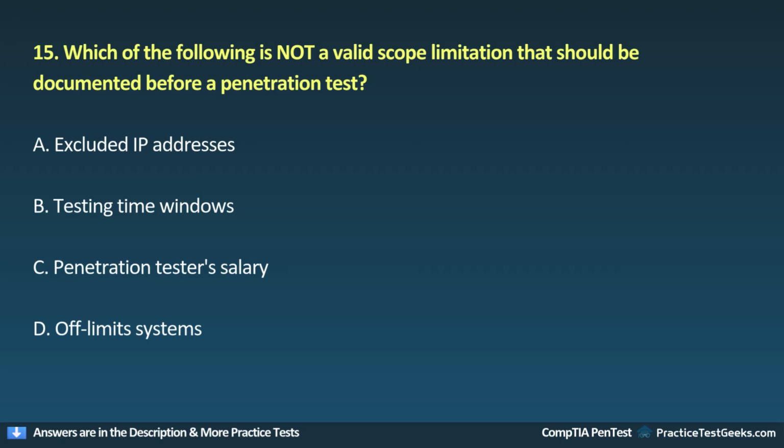15. Which of the following is not a valid scope limitation that should be documented before a penetration test? A. Excluded IP addresses. B. Testing time windows. C. Penetration tester's salary. D. Off-limit systems.